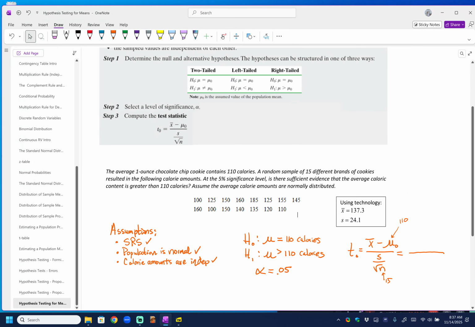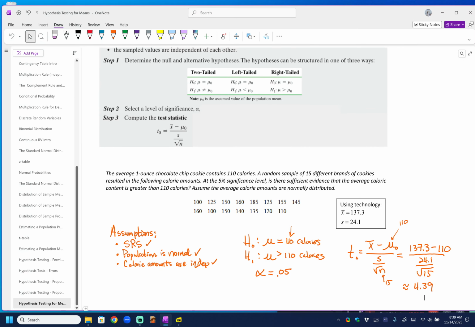We do know what x bar is, 137.3. We're going to subtract our mu sub 0, which is our value that is in our null and alternative hypothesis. We have s now, 24.1, and we're going to divide by the square root of 15. When we do so, we're going to get a test statistic of approximately 4.39. Okay, now that we've exhausted all the steps up here, and you can see that the flow is very similar to the proportion tests, we now need to go to the decision-making stage and what that entails.